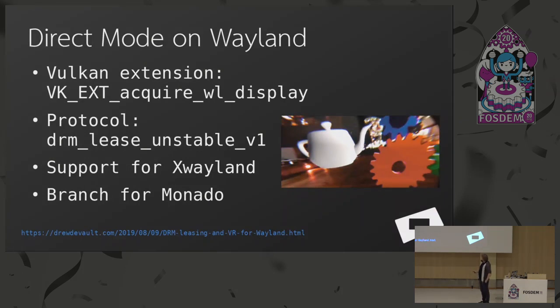If you want to know details about direct mode on Wayland, it was mostly done by Drew DeWalt, and the protocol was specified by NXP. It's called DRM Lease Unstable V1, and the Vulkan extension is named similarly to the one for X. This also supports XWayland clients. That means you can run an X application with that as well, and it will utilize the direct mode.